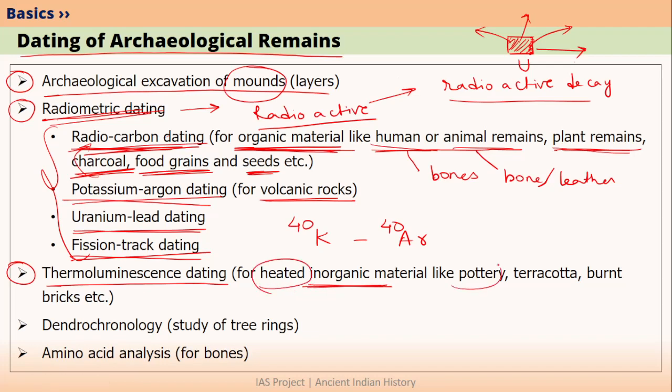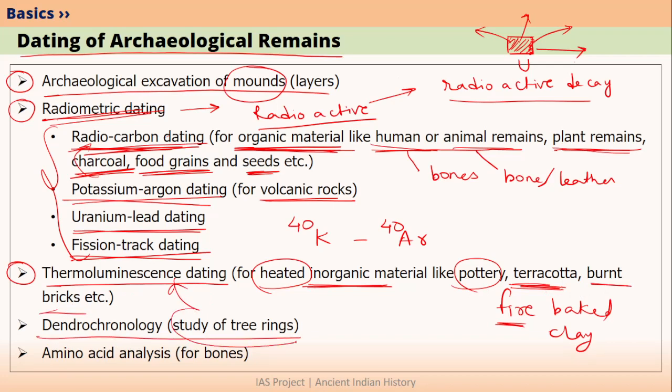For example, if you have made pottery and you have heated it in a kiln, then you can know the age of the pottery from thermoluminescence dating. Similarly, terracotta. Terracotta is nothing but fire baked clay. You make a clay figure and bake it in fire. That is terracotta. So terracotta has also been heated. That is why you can employ thermoluminescence dating on terracotta also. Similarly, burnt bricks also. Because they are burnt, you can use thermoluminescence dating.